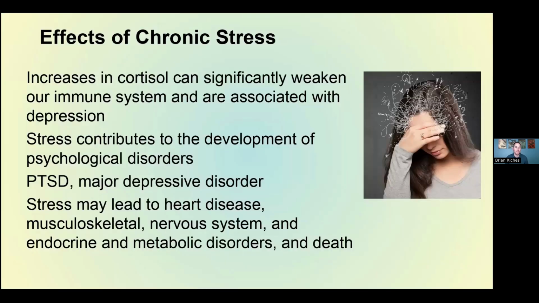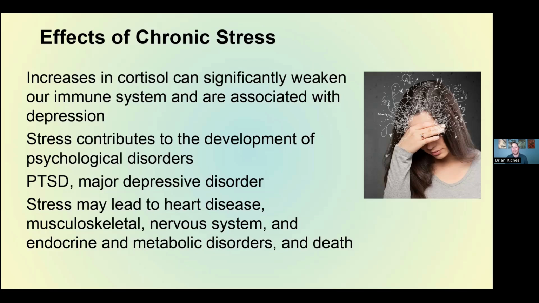So the effects of chronic stress is that it weakens your immune system. It's also associated with depression. So stress contributes to the development of many psychological disorders. If you have a psychological disorder, stress makes it worse. Stress can help to trigger psychological disorders as well. PTSD, obviously, which is post-traumatic stress disorder, but also major depressive disorder. Stress can lead to heart disease, musculoskeletal problems. Again, it's telling body systems to work in a different way than they're kind of evolved to just naturally without that stress. Your nervous system is working differently.